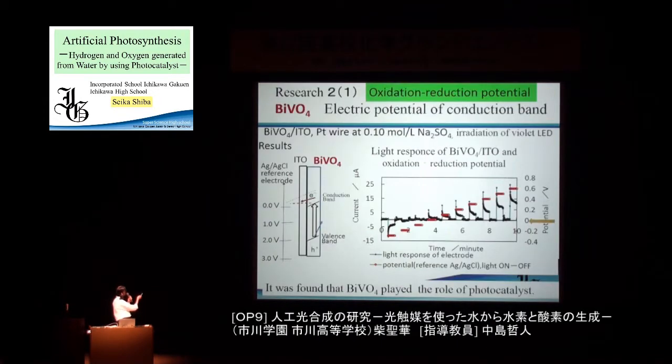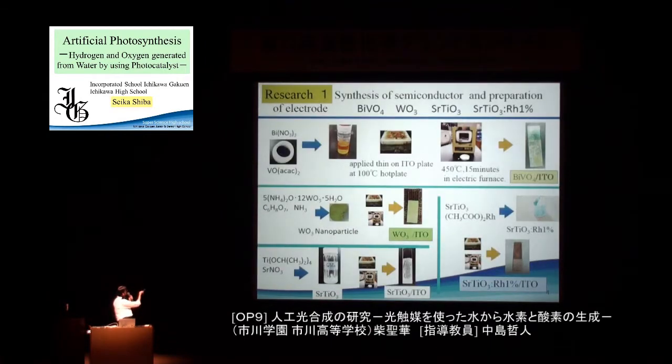Mix the chemicals vanillin and bismuth together, adding a sample of the mixture several times to an indium tin oxide glass. Place it on a hot plate and heat it in an electric furnace. I did the same thing to the other samples, as well as tungsten trioxide, strontium titanate, and a mixture of 1% rhodium acetate strontium titanate.